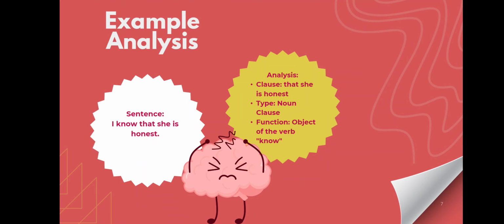Let's analyze an example. The sentence: I know that she is honest. The clause is that she is honest. Since it acts as the object of the verb know, it is a noun clause. Therefore, its function is to serve as the object of the sentence.